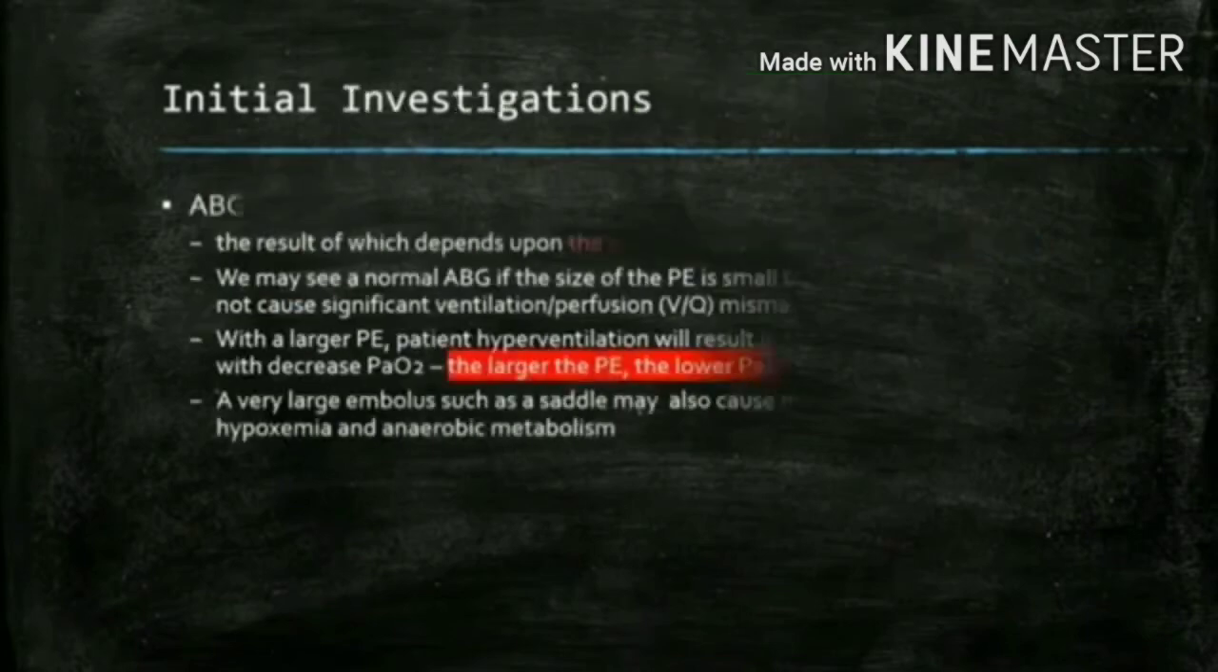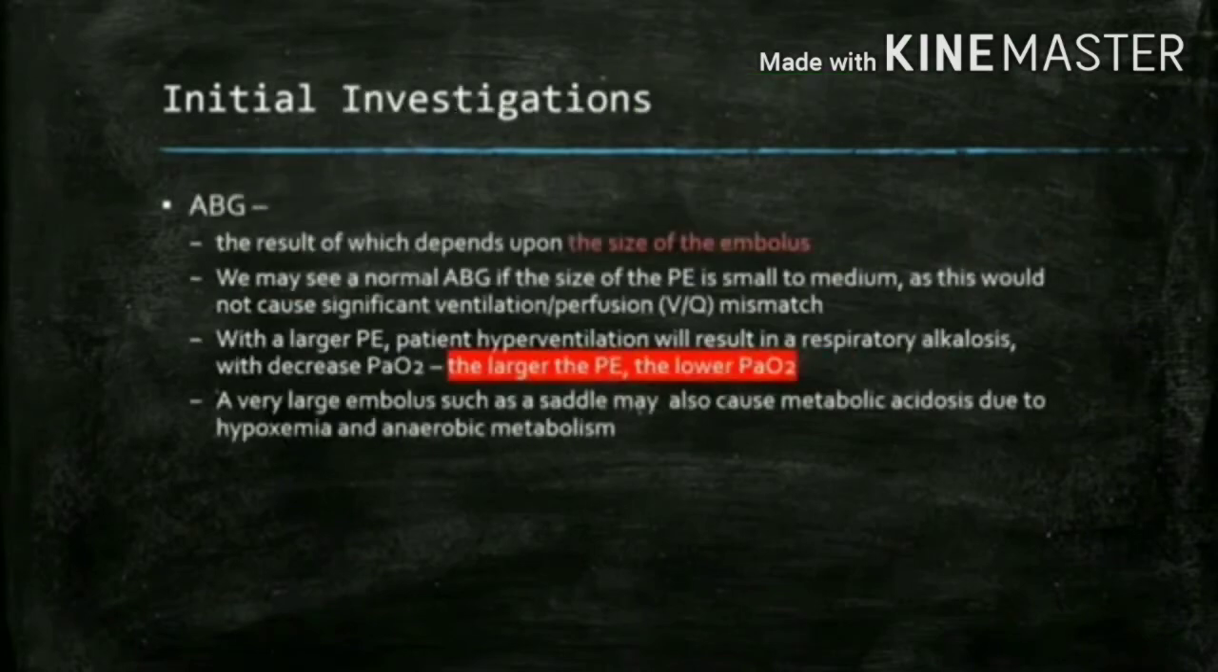Then under initial investigation, we will see the ABG, which is the arterial blood gas. It depends upon the size of the embolus, whether it is a larger PE or the patient's hyperventilation will result in a respiratory alkalosis with decreased PaCO2. That means with a larger PE, there may be decreased PaO2, and also due to a larger embolus there may be a saddle and also cause metabolic acidosis due to hypoxemia and anaerobic metabolism.